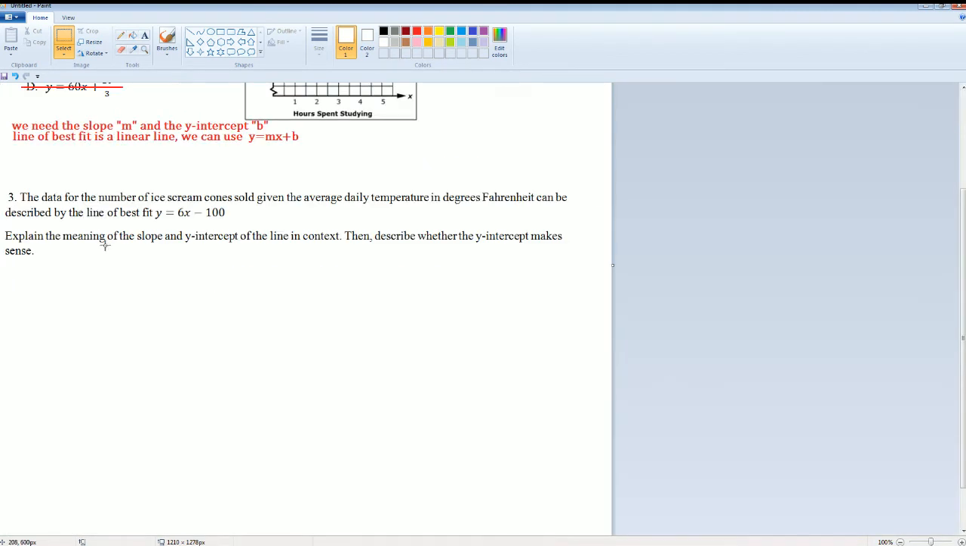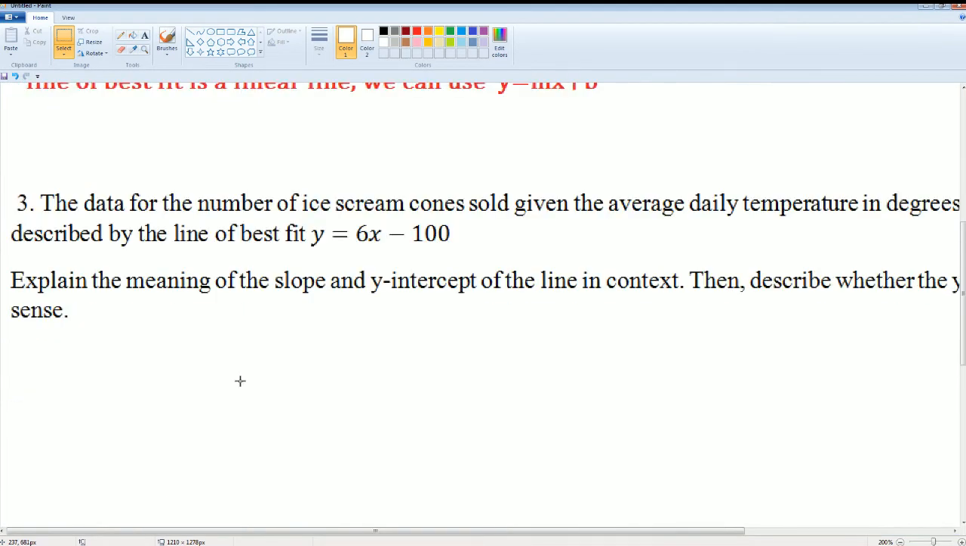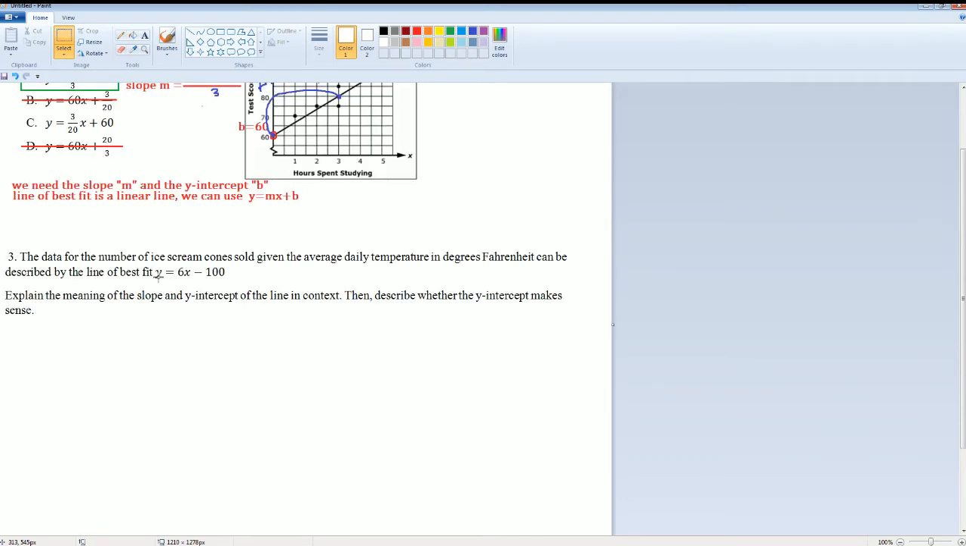The data for the number of ice cream cones sold given the average daily temperature in degrees Fahrenheit can be described by the line of best fit y is equal to 6x minus 10. Explain the meaning of the slope and the y-intercept in the context of this problem. Then describe whether the y-intercept makes sense. Oh, this is easy if you know the definition of each.